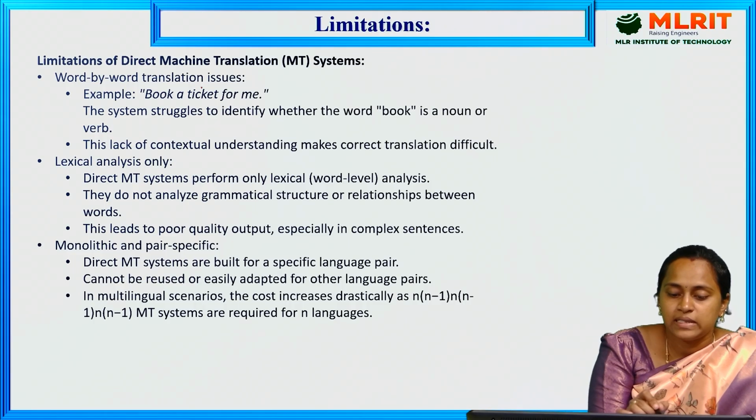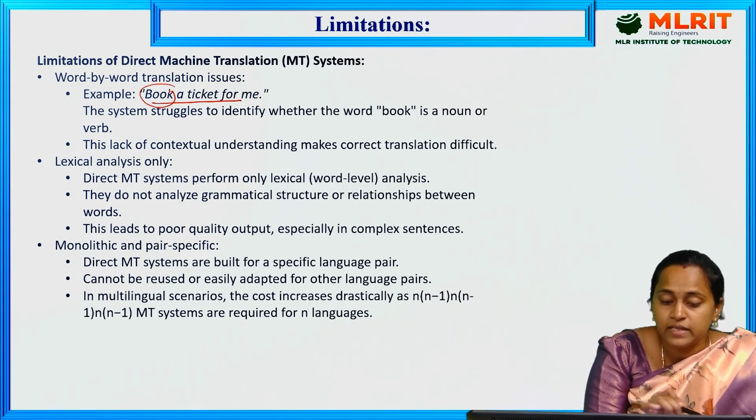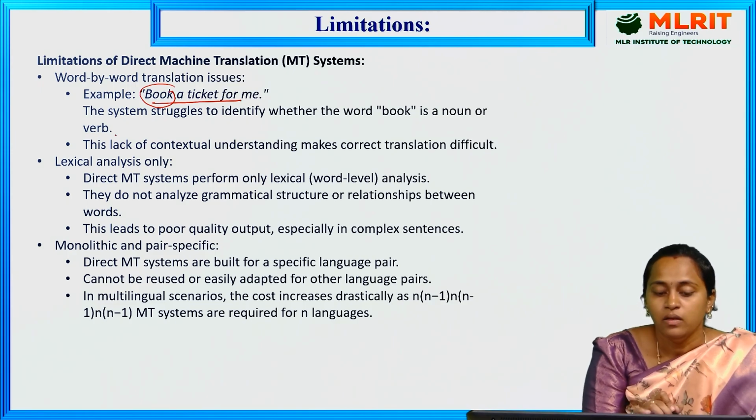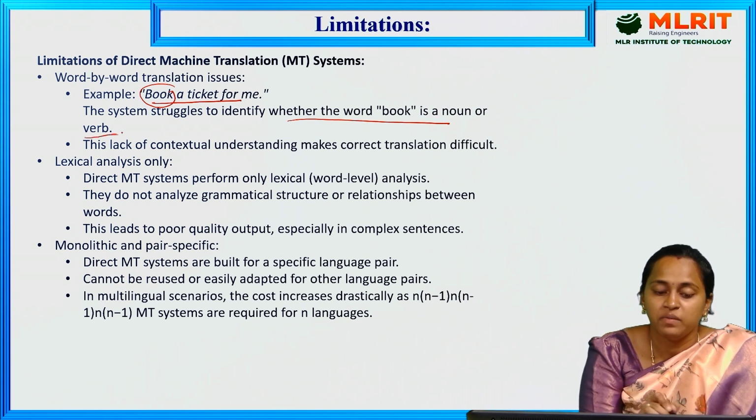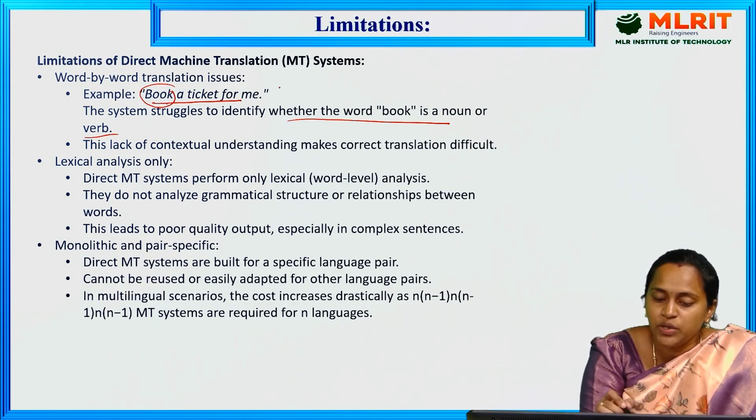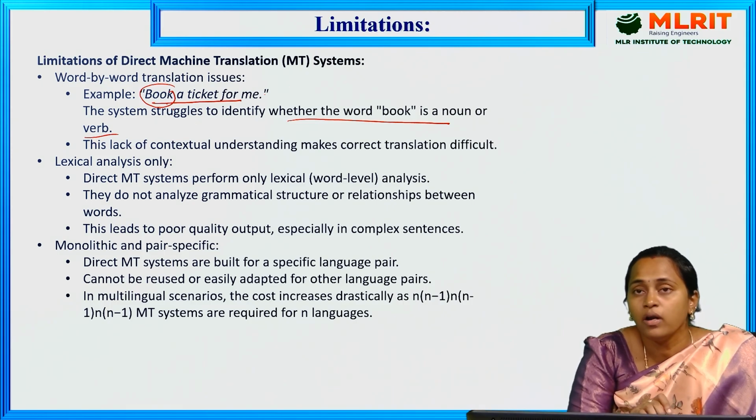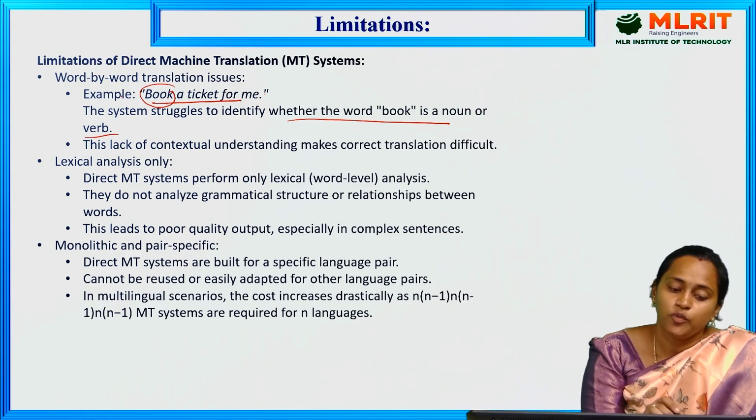So, word by word translation issues. Let's see them one by one. Here is an example: book a ticket for me. Here, with book, an ambiguity occurs, right? Textbook, or book a ticket for me. The system struggles to identify whether the word book is a noun or a verb. Sometimes it is a noun, sometimes it is a verb. Thus the user faces an ambiguity situation, which means a confusion state. Is it a book or a book ticket? This is an example of word by word translation.